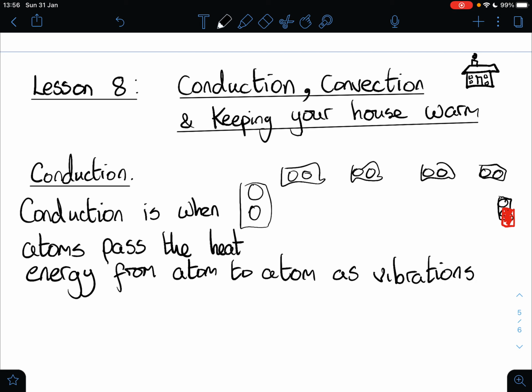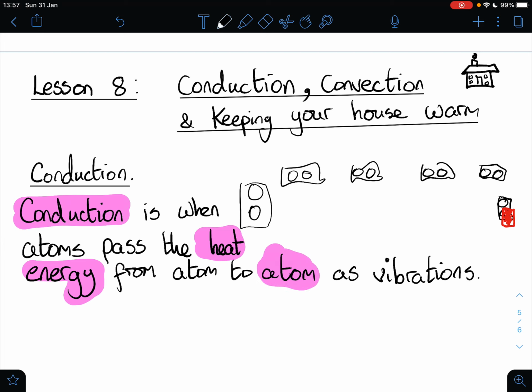When you hear vibrations, think of a bell ringing. That's the vibration. And obviously if there was another bell touching the first bell that was ringing, that second bell would start to ring and it would pass the vibrations down. Now, keywords here, most definitely conduction and heat energy and atoms. You've got to use the word atoms or particles.